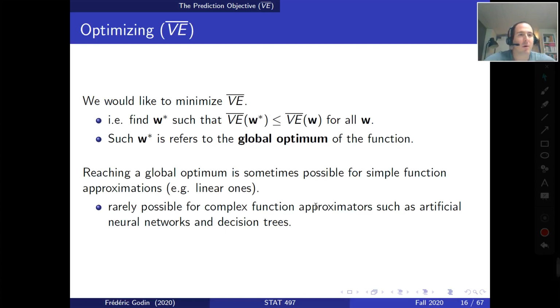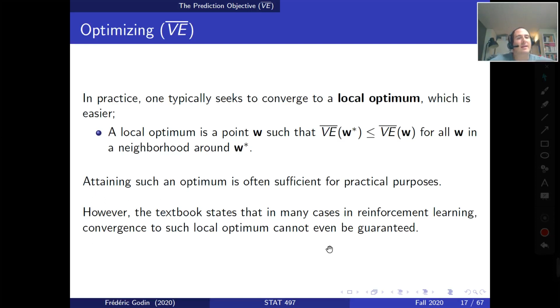For example, if your function approximation is a neural network and W are the weights of the neural network, it's typically very difficult to find the true global minimum. So in practice, often people will be happy with what we call a local minimum. A local minimum or optimum is a point W.